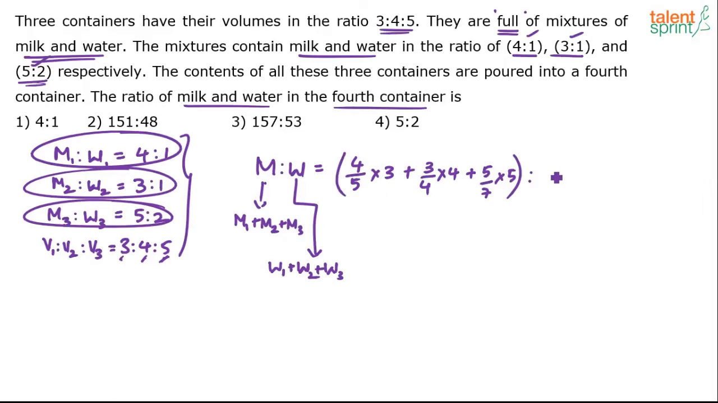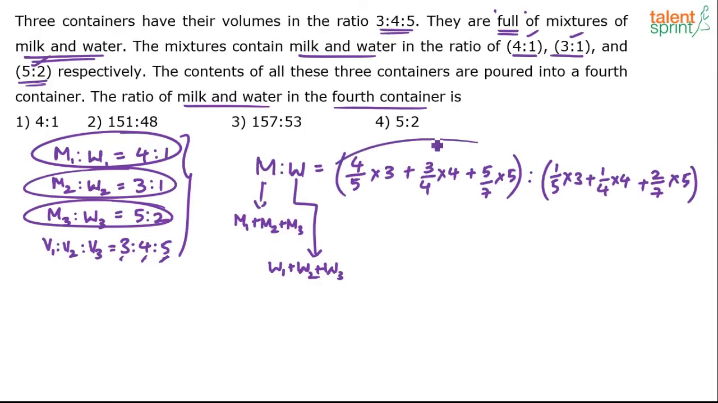Is to total water. How much is total water? See, if 4 by 5, simple, you don't have to look at the ratios now. If 4 by 5 is milk, 1 by 5 is water, with the same total quantity, 3 liters. If 3 by 4 is milk, remaining 1/4 is water. Right? And if 5 by 7 is milk, remaining 2/7 is water.